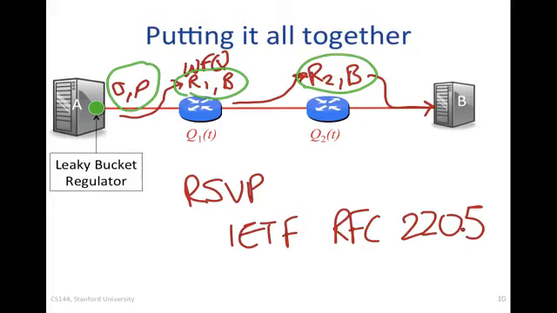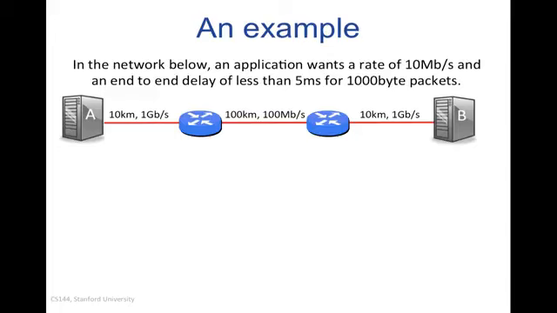So let's look at a worked example of this now. So imagine that in the network below, we want an application to be able to send at a rate of 10 megabits per second and have an end-to-end delay of less than 5 milliseconds when it sends 1,000 byte packets. Let's see how we would do that. So first of all, let's calculate the fixed portion, because there's nothing we can do about the fixed portion of the end-to-end delay. That's going to be made up by the packetization delay and the propagation delay.